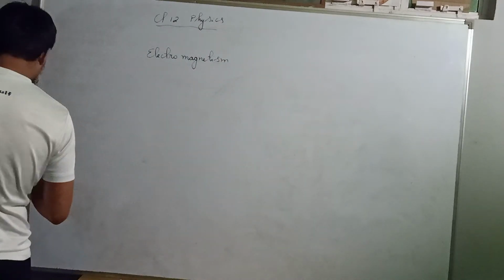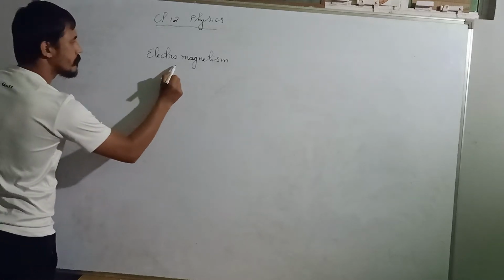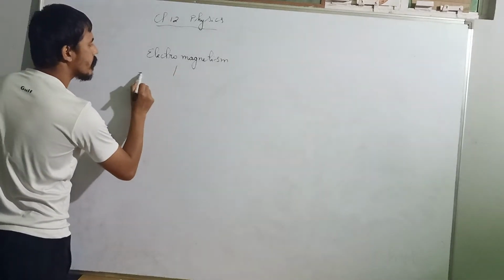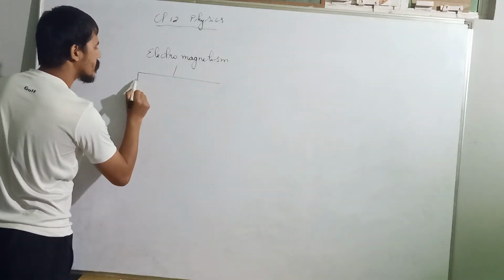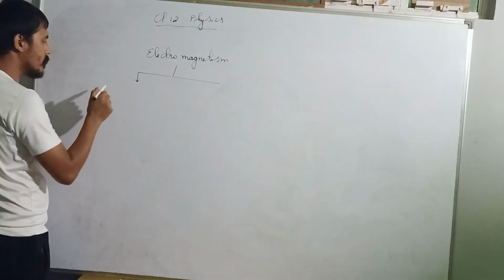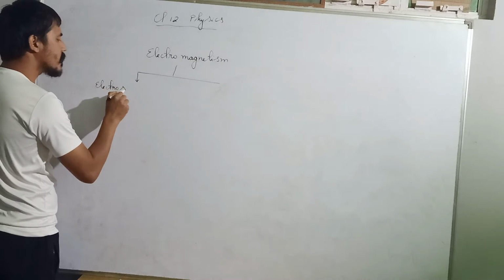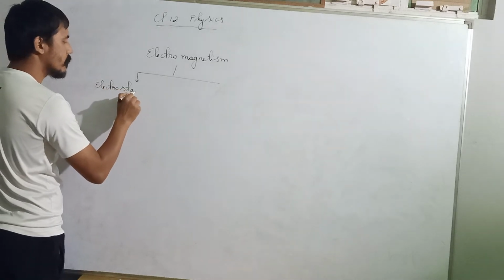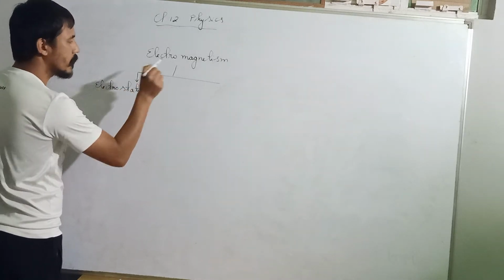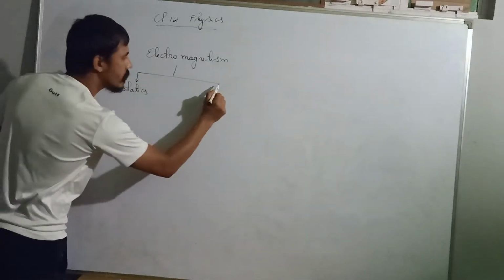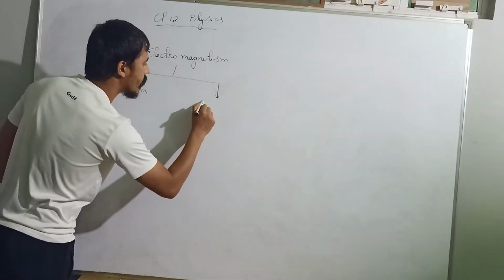Electromagnetism can be classified into 2 parts. The first part is electrostatics, and the second is electrodynamics.